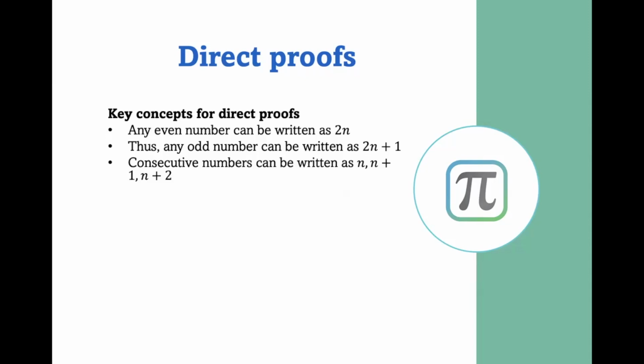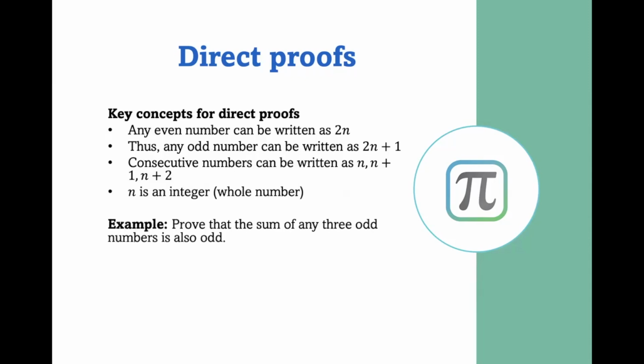Consecutive numbers can be written as n, n plus 1, n plus 2. And all of these statements are true where n is an integer. So starting with an example, prove that the sum of any three odd numbers is also odd. We can write three odd numbers as 2x plus 1, 2y plus 1, and 2z plus 1.